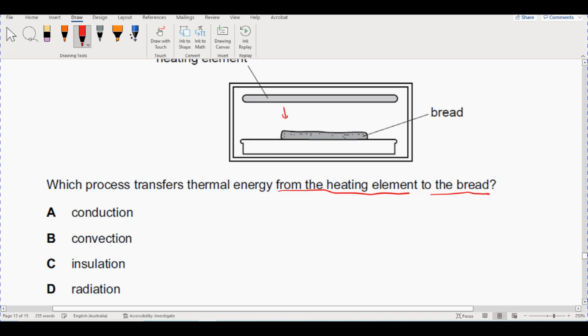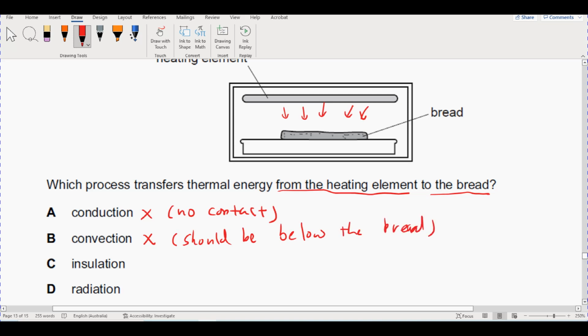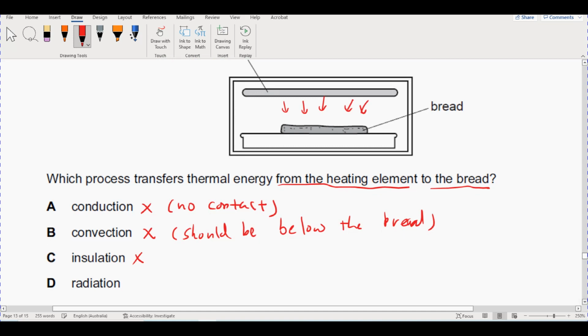Obviously you need to heat up the bread. Okay, is it conduction? No way, because there's no contact. Conduction must have contact. Convection, no. Possibly, yeah, there is hot air that can go with convection current, but the problem is for convection to happen, the heating element must be below the bread. So if the heating element is above the bread, you can't do convection. Insulation, there's no such way to transfer energy, so it must be radiation.